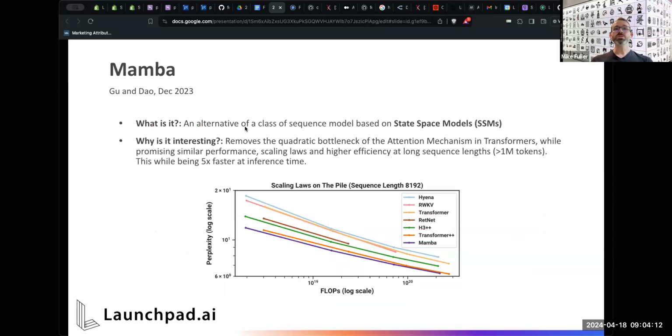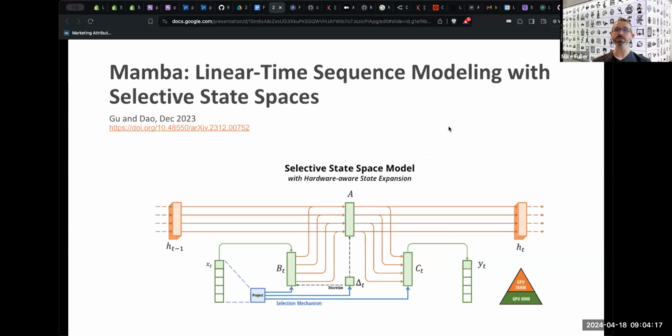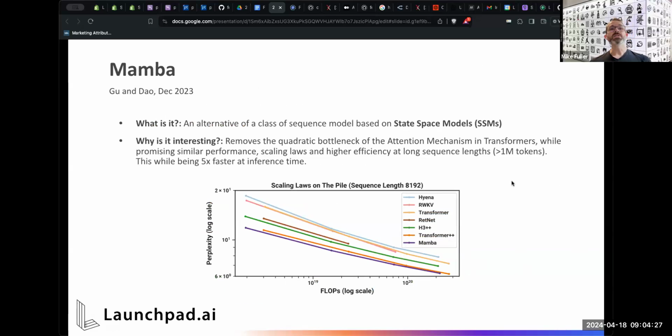To give an introduction about what it is: it's an alternative class of sequence models based on state space models, but in this case, as we see here, it's selective, and I'll try to explain a bit more about what this selection mechanism involves. One of the interesting things about this architecture is that it removes the quadratic bottleneck of the attention mechanism in transformers, while promising similar performance, scaling laws, and higher efficiency at long sequence length. So 1 million token plus context.